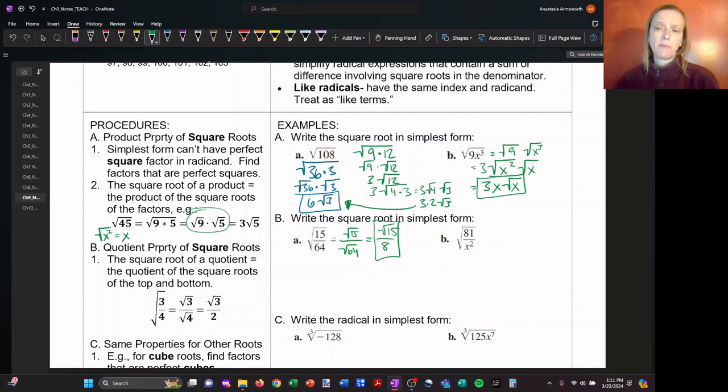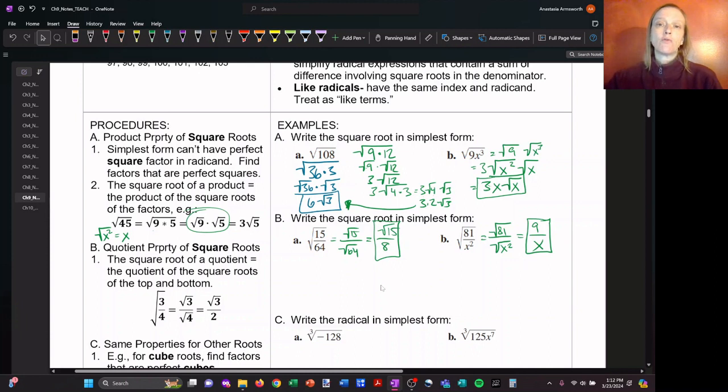If I look at the second problem, again, I can split this into the square root of 81 on top and the square root of x squared down below. The square root of 81 is a perfect square, so I'm left with the number 9. And the square root of x squared, remember the square root and the squaring are opposite processes. They cancel each other out, so I'm just left with an x down below. And this number is now fully simplified.